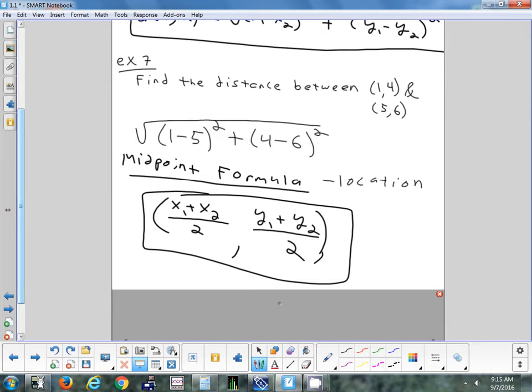Does anybody remember what it's really called when you add up two numbers and divide by 2? Average. Yeah, it's really just an average. Okay, that's all the midpoint formula is. Add your x's up, divide by 2, gives you the average x value. Add your y's up and divide by 2, gives you the average y value. Just tells you what's right in the middle. That's all.